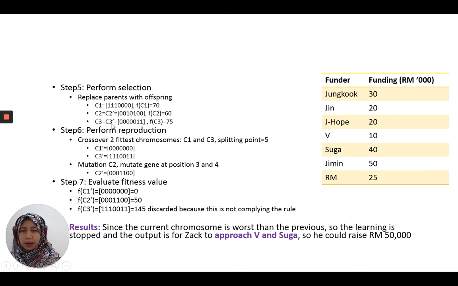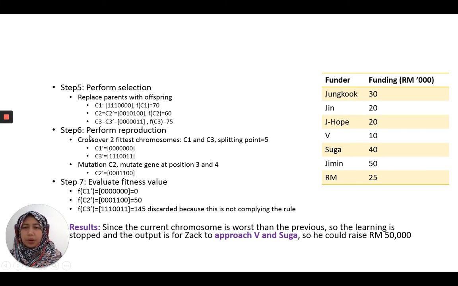And C4 prime is removed, and we replace the parents with the offsprings. So that leaves us with only 3 chromosomes. Then we want to continue the learning process, and we perform reproduction. So from this, we cross over 2 fit chromosomes again, while actually the identification of the reproduction is up to you based on your strategy. As long as the operation and the concept of genetic algorithm is applied, then that's fine.